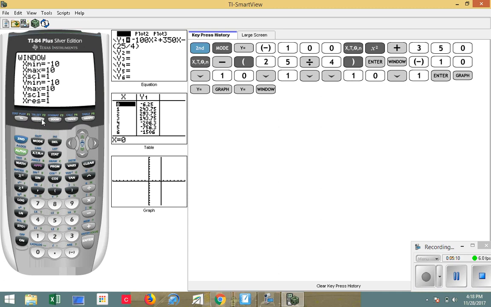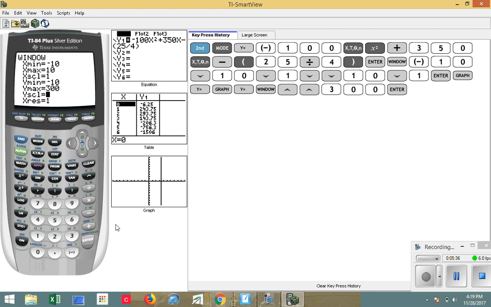So I'm going to go back to window by touching window. On the Inspire, you would do menu and then window settings, you'll see there. And then I'm going to keep the x's as they are, but I'm going to make the y maximum, I'm going to try something in the hundreds. I'm going to try 300 and enter.